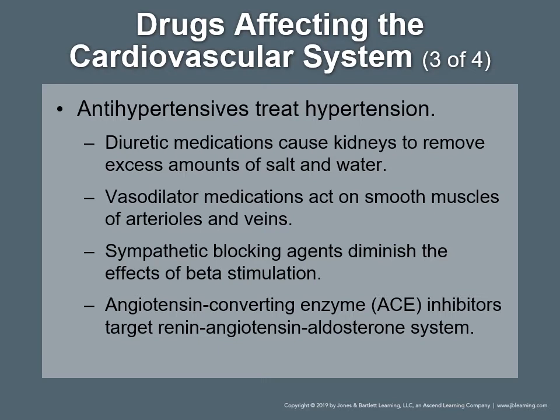Sympathetic blocking agents include beta blockers and adrenergic inhibitors. Beta blockers compete with epinephrine to bind with available receptor sites. This diminishes the effects of beta stimulation.